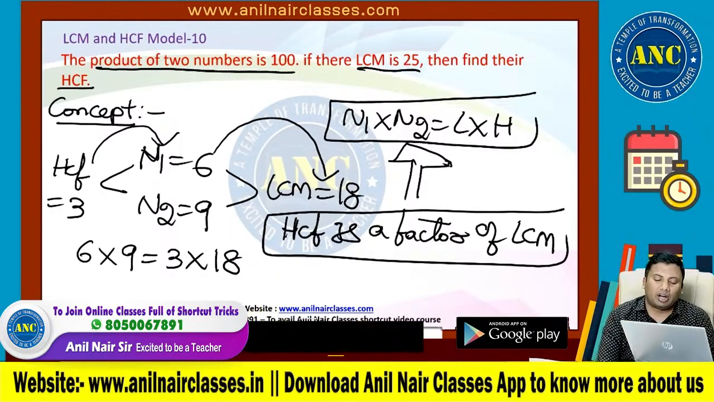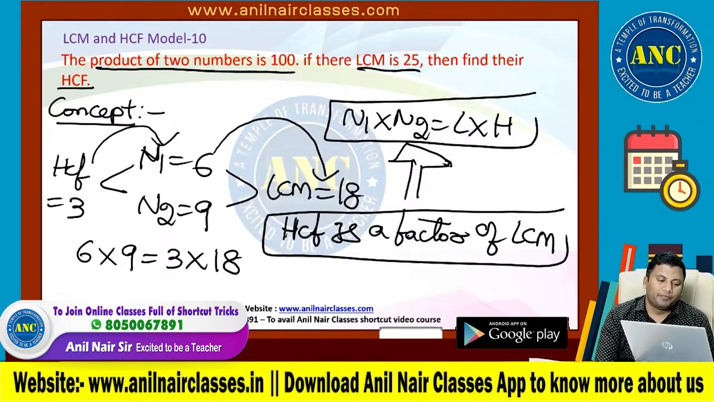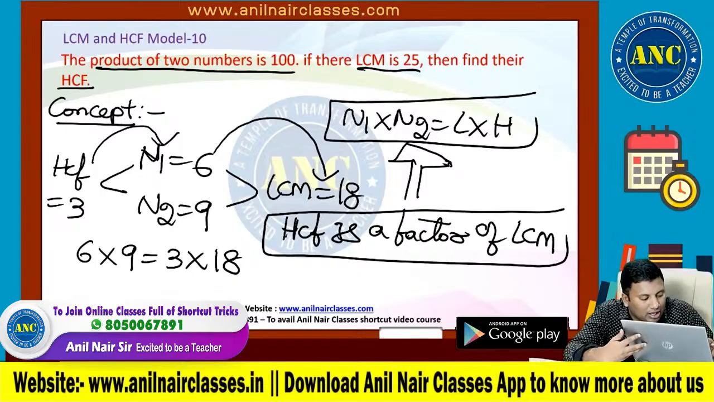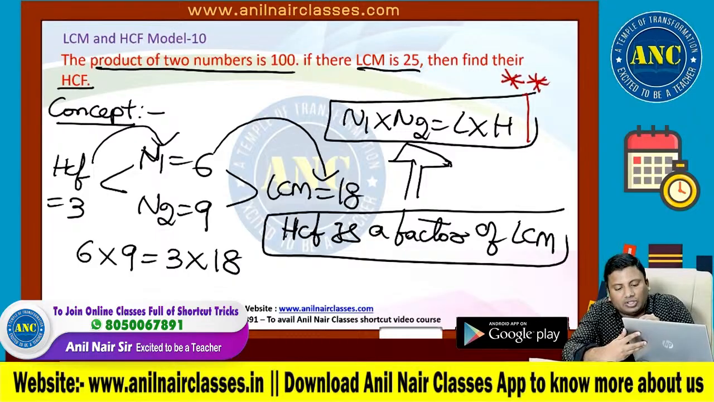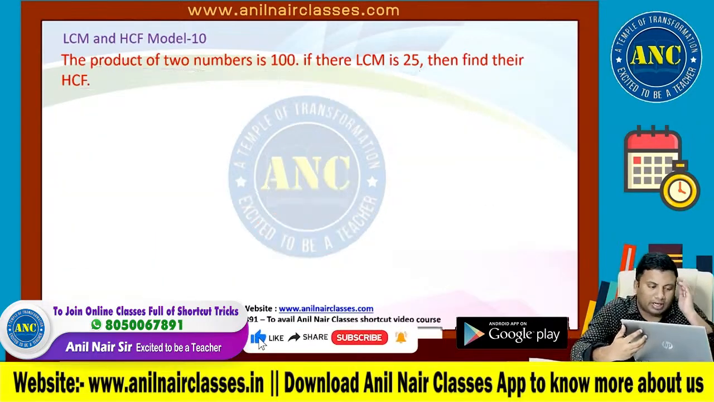HCF is a factor of the number. The number is a factor of LCM. HCF is a factor of LCM. Product of 2 natural numbers is equivalent to LCM into HCF. This is used only when HCF is a factor of LCM. Remember this extremely important concept.